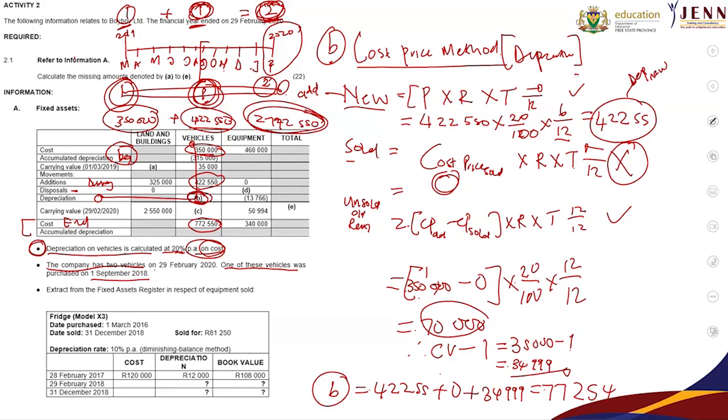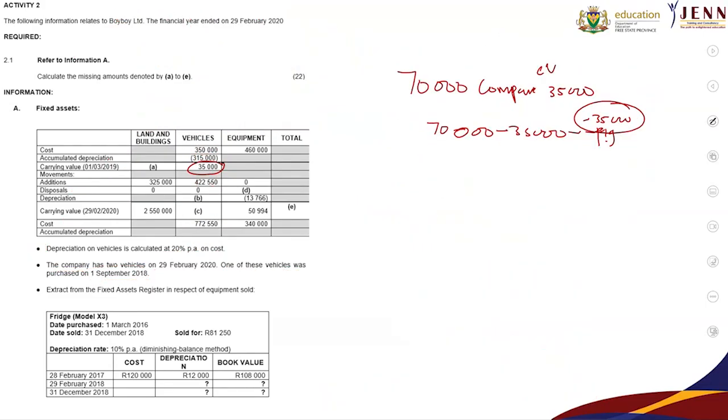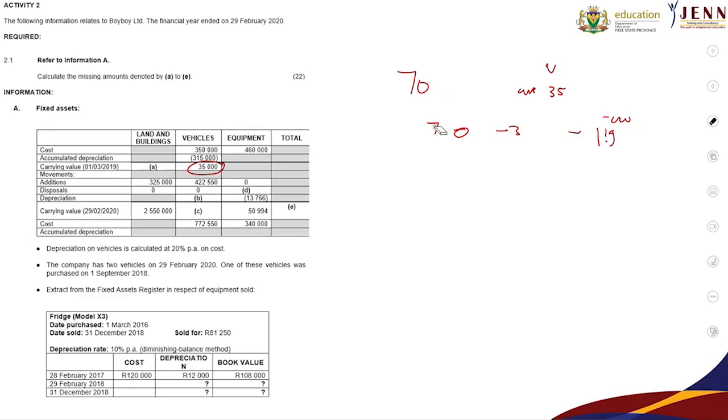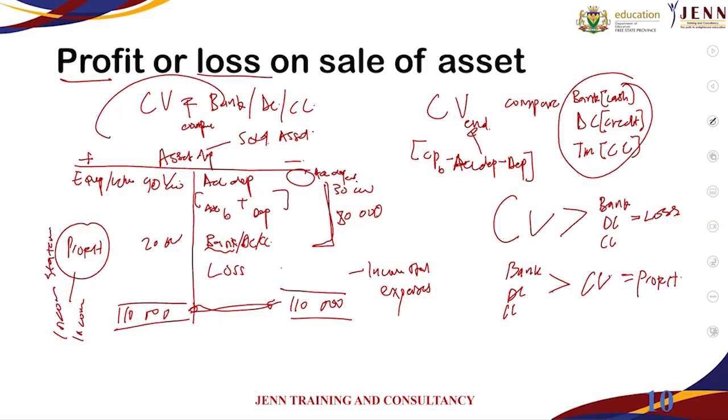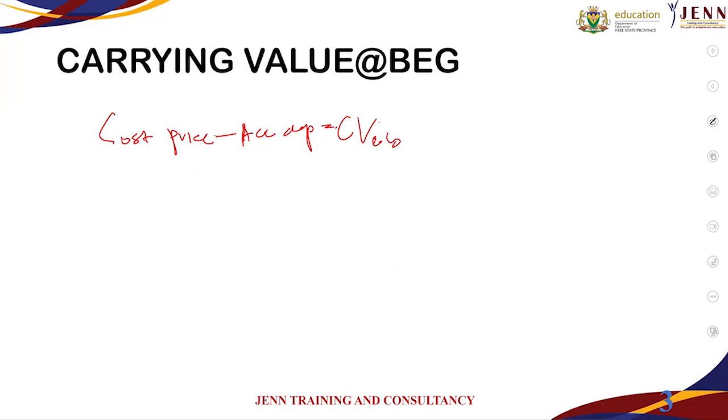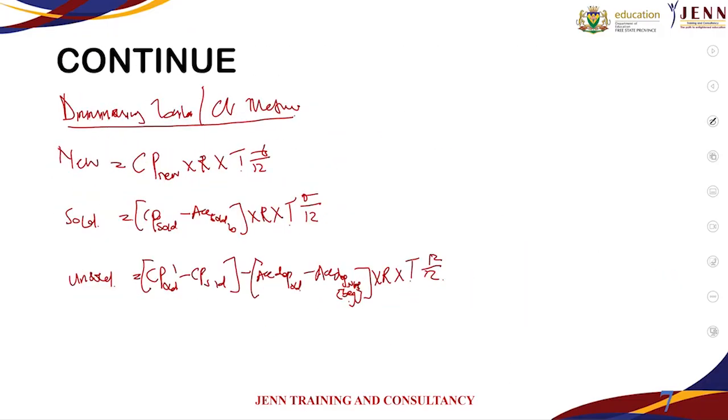Then now, let us go and check letter C. Let us go back and try letter C and see what letter C is. What is letter C? Carrying value when? At the end of the year, right? Let's go back and check. This one was carrying value at the beginning: cost price minus accumulated depreciation. That was at the beginning, right? Let's go and check at the end.